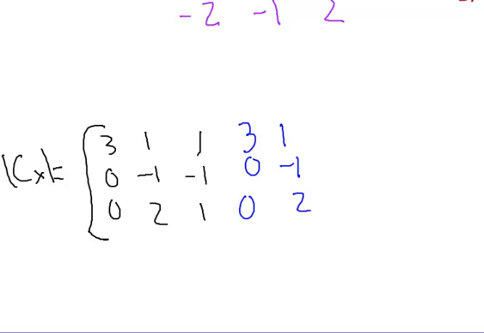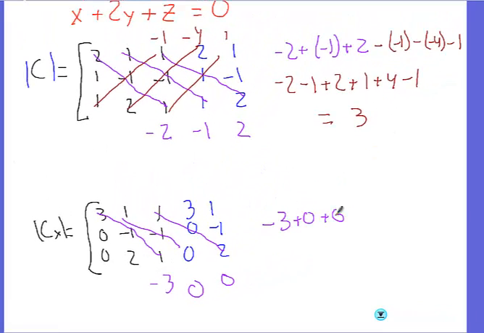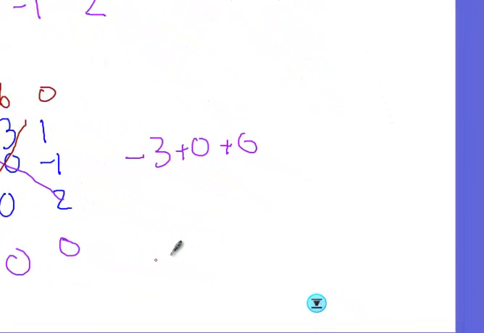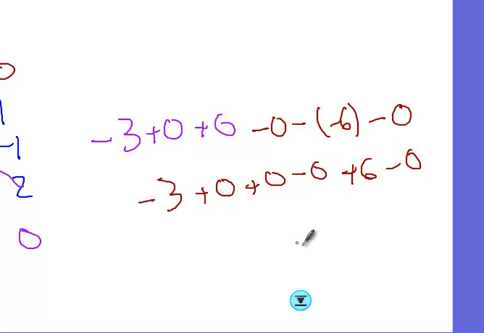All right, and again, we're going to have to find the determinant of this. So the down diagonal is going to be negative 3, 0, and 0, which is nice. So it's really just negative 3 plus 0 plus 0. The up diagonal is going to be 0, negative 6, and 0. So it's going to be minus 0 minus negative 6 minus 0. So we're going to have a total of negative 3 plus 0 plus 0 minus 0 plus 6 minus 0, or it's just going to equal 3.